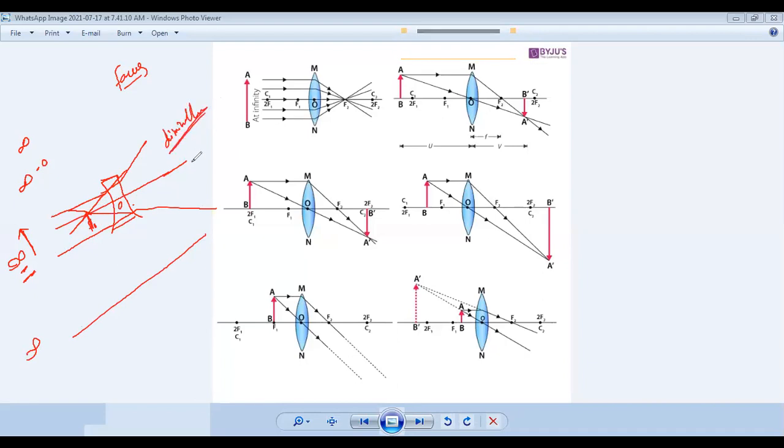Size is highly diminished, or I can call it highly reduced or small. Second case, between infinity and optical center, anywhere, right? So what will happen? I'll get the image between the focal point, 2f2 and f2. And again, Satvik, this time also I'll get the image on which side?